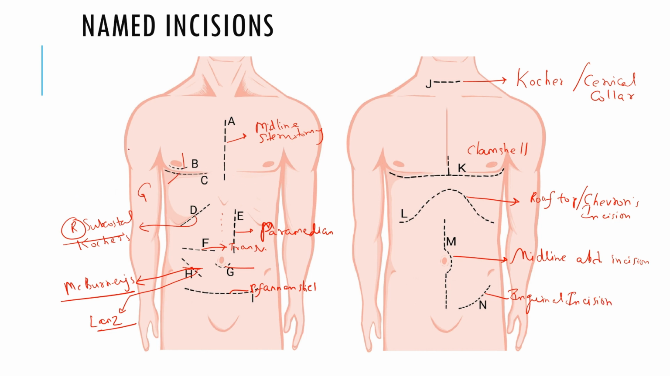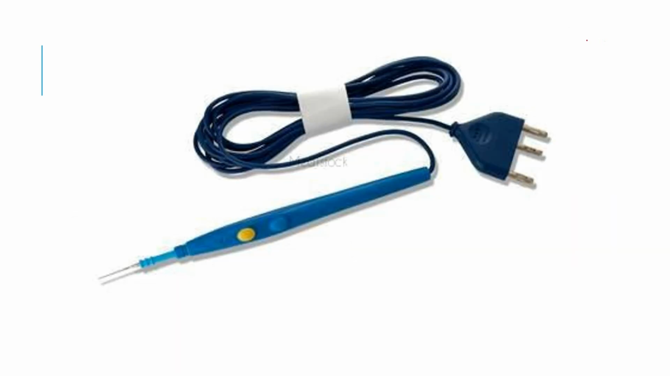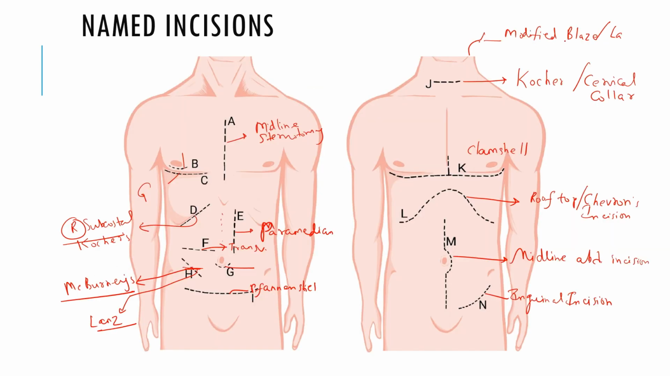So these are the common named incisions that we make. Of course, here in this picture it is not given, but we usually use a parotid incision. The commonly used incision is something like a modified Blair incision, which is also called the lazy S incision. Right? These are the common named incisions that we need to remember.